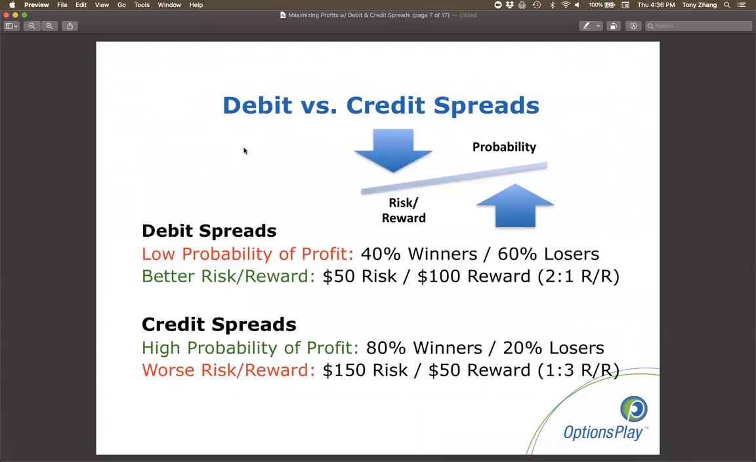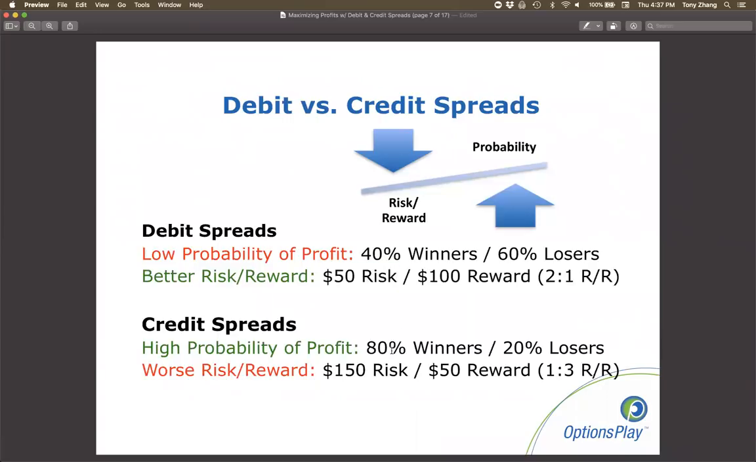So when you're trading debit spreads, these tend to be low probability of profit trades. However, on the other side of that, you're going to get much better risk to reward. A lot of times when you're trading debit spreads, you're going to see that only about 40% of your trades are winners. However, when you win, you tend to win a lot more than what you're risking. So that's the trade-off between lower probability and better risk to reward.